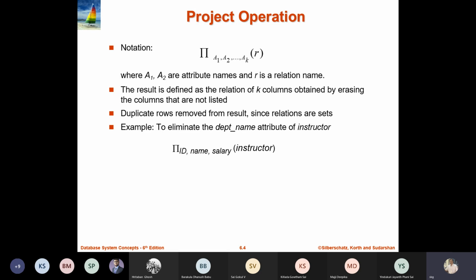What we see in case of SQL also. So the instructor schema originally had ID, name, salary and department name in the instructor relation, and when we project ID, name and salary, those three are projected. So we result in a table or relation with these three attributes.